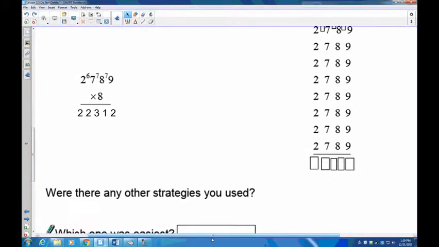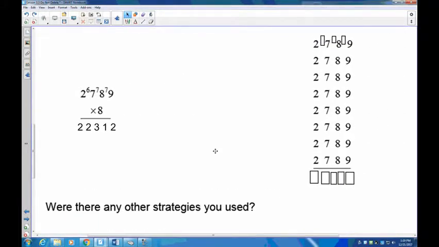Now, if I did this correctly, I should be able to add all of these up and get the same number, because we know that multiplication is just a way to replace addition. I call it rapid addition. Instead of adding 8 of these up, I can do the multiplication. This is faster. It also, if you know your times tables, has less chance of error. But you can do the same thing by getting 2789 and adding it to itself 8 times.